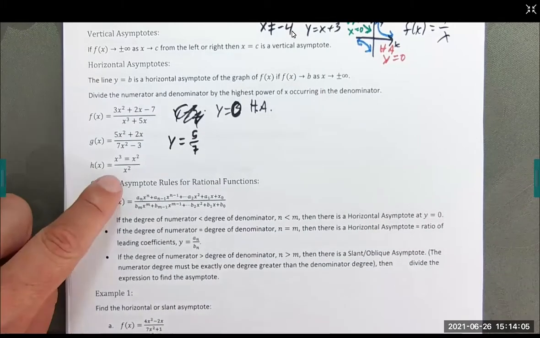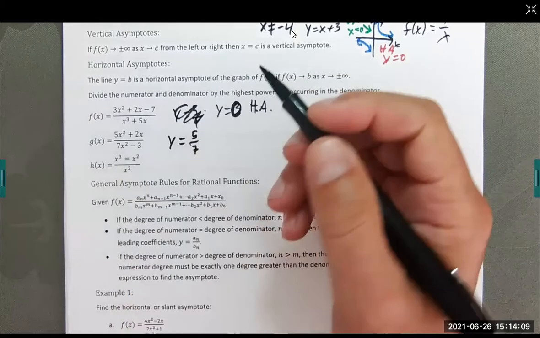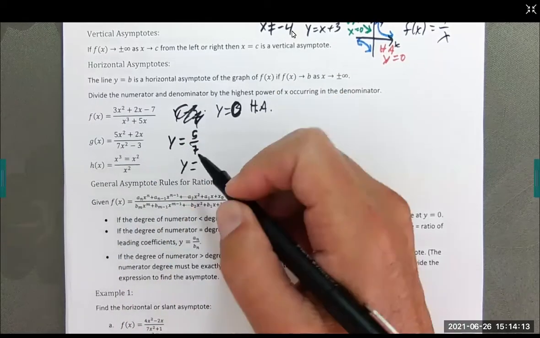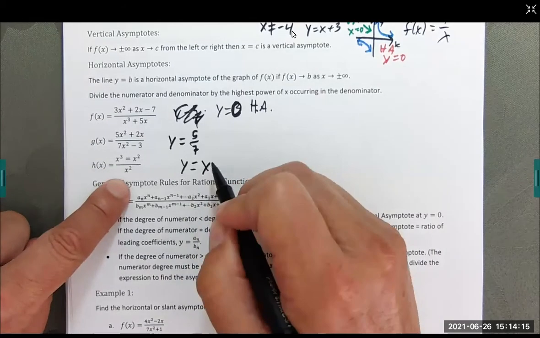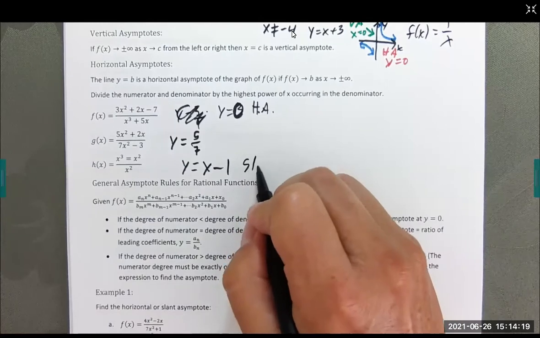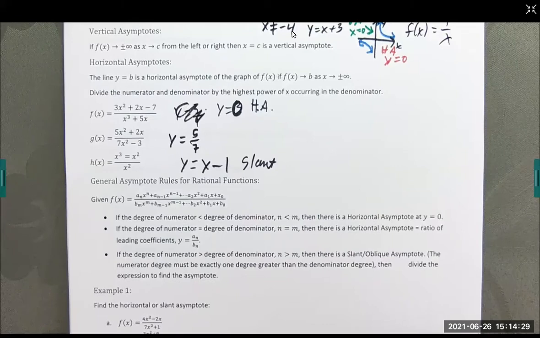Now this one, the degree is larger on top than on the bottom. So what I'm going to do is break that up. This becomes y equals, and notice when I break that up, that becomes x minus 1. So this is the slant asymptote. And when we get to the graph, we'll have a better idea of what that means in a second.